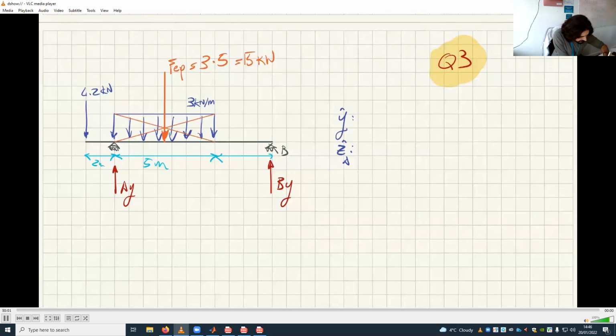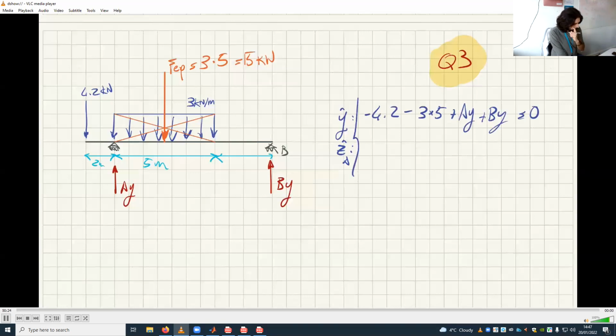So for Y, we have minus 4.2. I'm doing this all in kilonewtons. Minus 4.2 minus 3 times 5 plus AY plus BY equals 0. Do you agree with me? It should be quite easy. So two equations, one unknown. So we need the other equation to solve it.